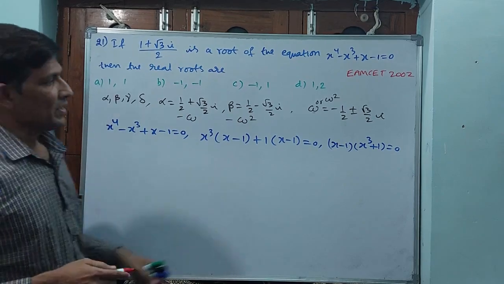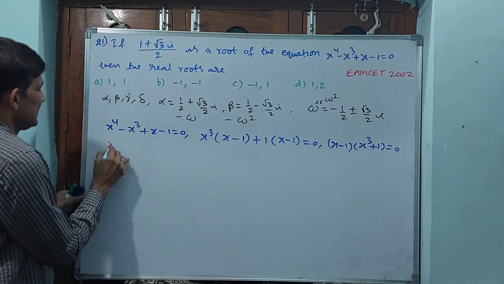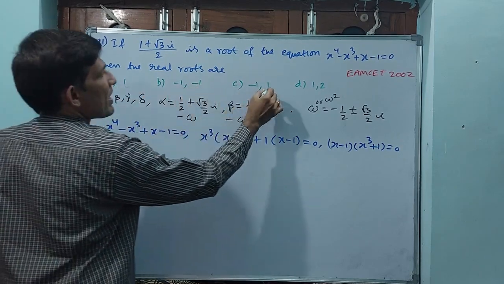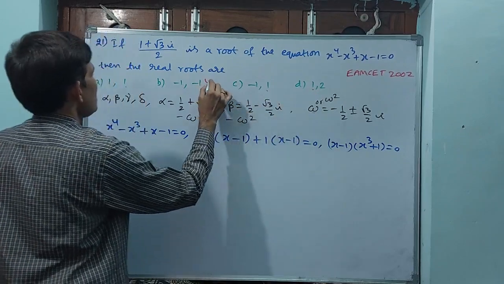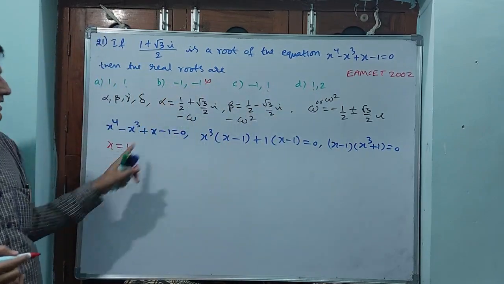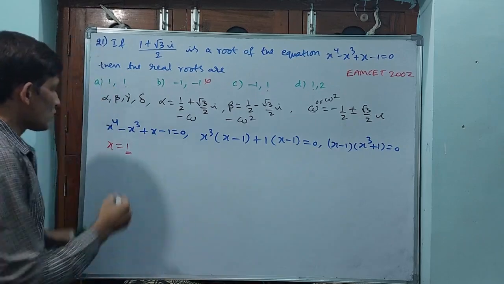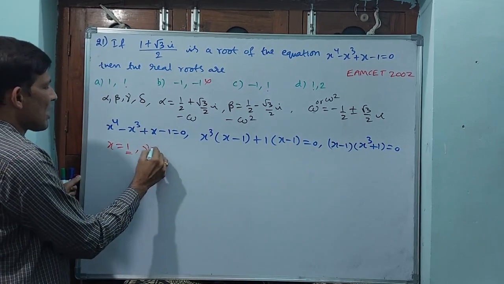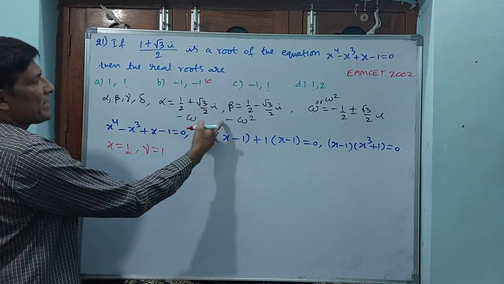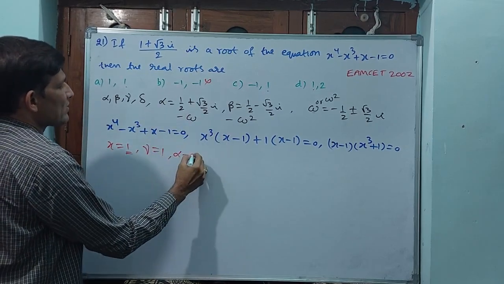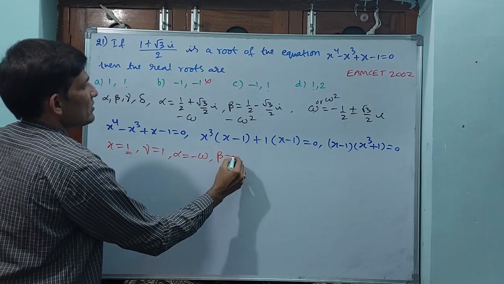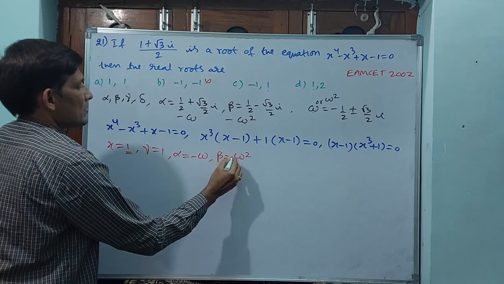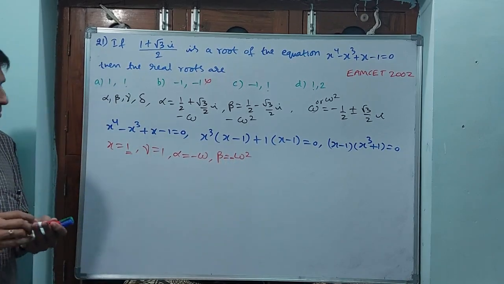Why? Because x is 1 root. Another 2 roots are there. That means shall I write this as gamma? Gamma is equal to 1. Alpha and beta we have already written. Alpha is equal to minus omega. Beta is equal to minus omega square.